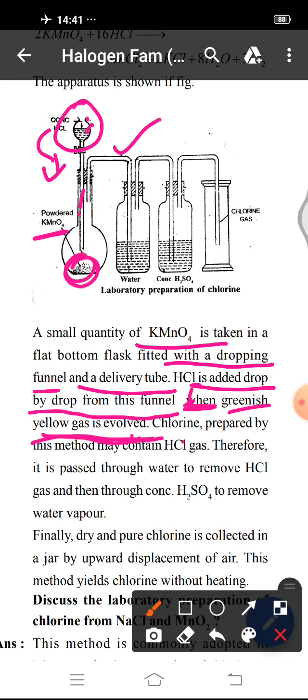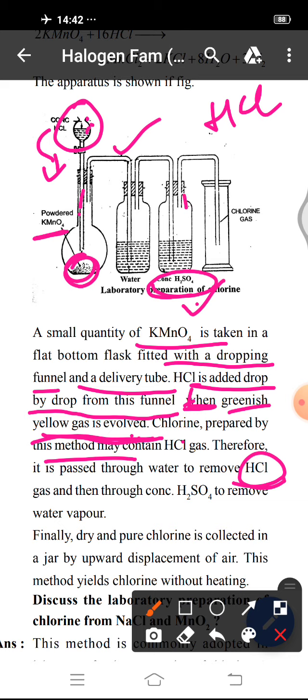gas. The chlorine gas prepared by this method may contain some HCl, for which it is passed through water to remove HCl, and again it is passed through concentrated H2SO4 solution to become dry. Then the dry and pure chlorine gas is collected in the gas jar by upward displacement of air. That means chlorine is heavier than air, so it moves down and the air moves upward.